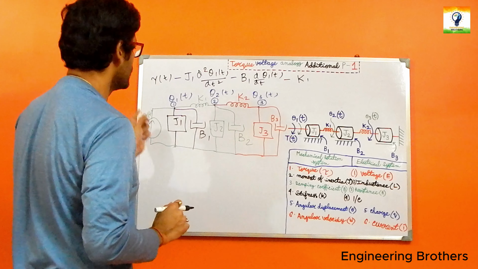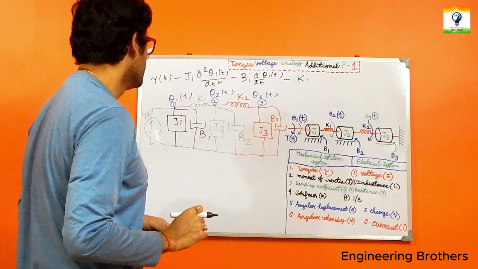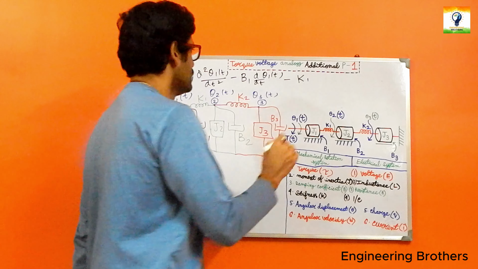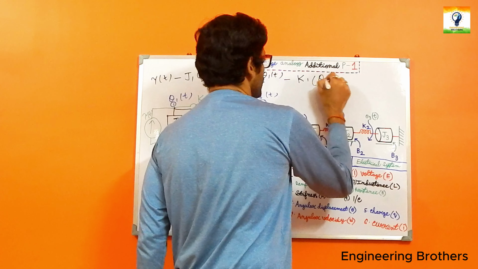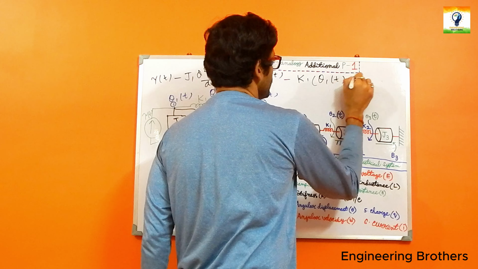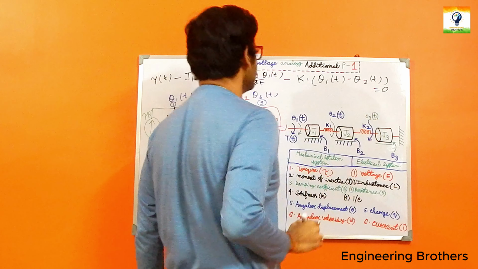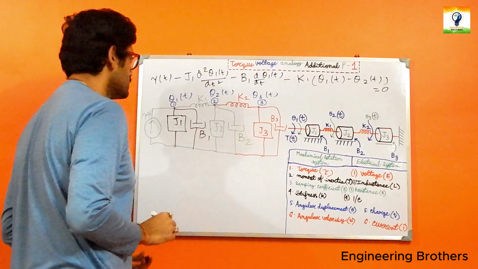quite naturally I should say that θ1 will be greater compared with our θ2(t), which is K1 multiplied with θ1(t) minus θ2(t), which is ultimately equal to 0. So this will be our first equation over here.